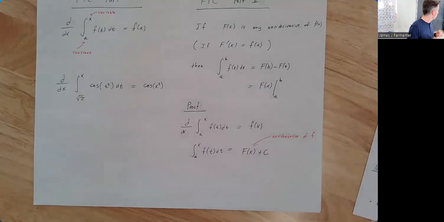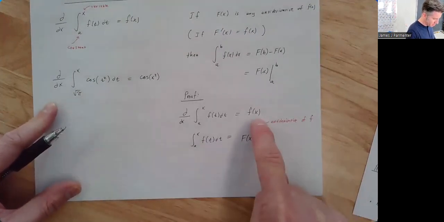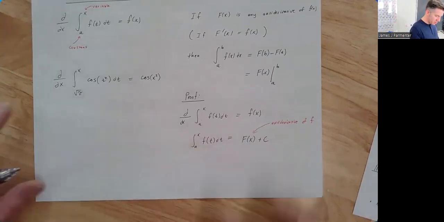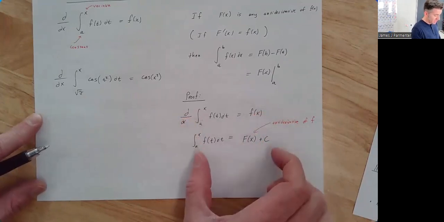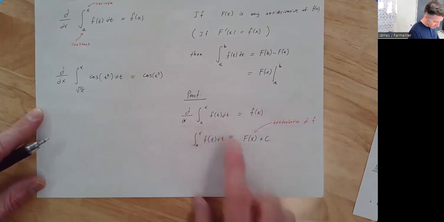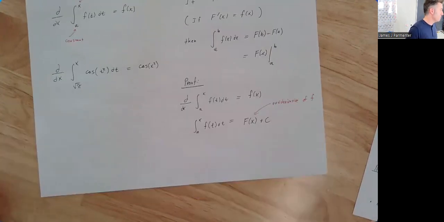Question? How do they go from here to here? I wouldn't say it that way, but you could think of it that way. What I'm really doing is using the relationship. If the derivative of this thing equals this thing, then this thing itself must be the antiderivative. If I take the derivative of both sides, the derivative of the left side is certainly that, and the derivative of the antiderivative must be the function that you're starting with.